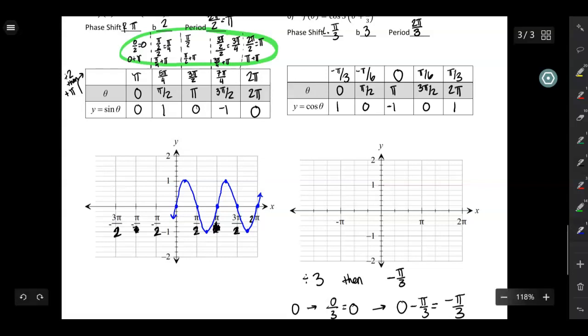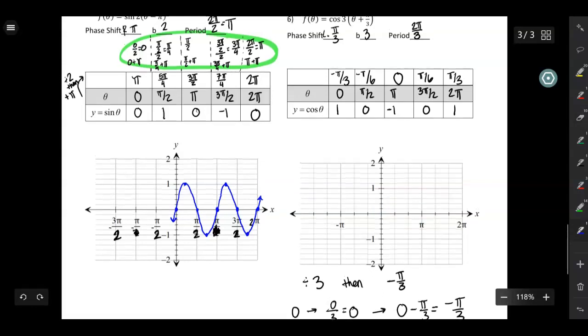Let me switch to blue. I have this length right here, which I know is pi. Pi is divided into 3 chunks, so each of these dashes is going to be pi thirds. Pi sixths would be right in between. If you were to divide each of the dashes in half, that would become a pi sixth measurement. Okay. So let's go ahead and graph the points that we have.